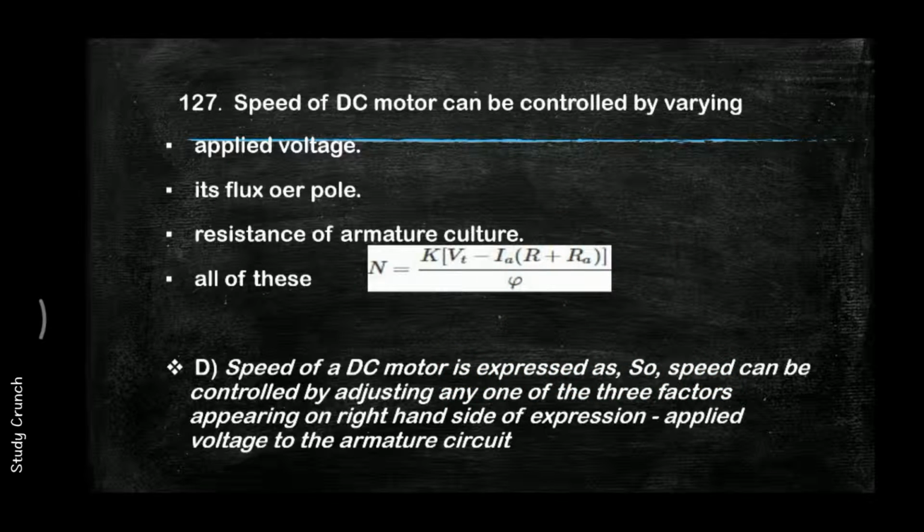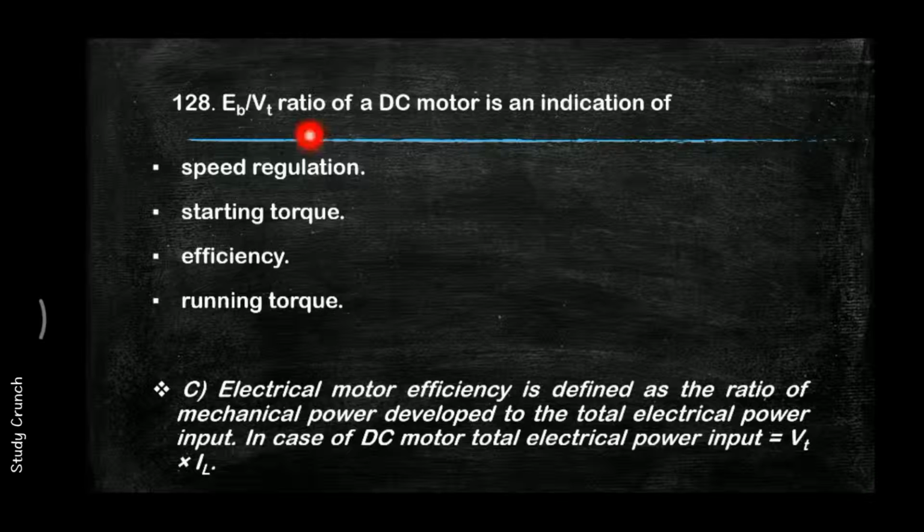Next, EB by VT ratio of a DC motor is an indication of efficiency. So it is C. Electrical motor efficiency is defined as the ratio of mechanical power developed to the total electrical power input.